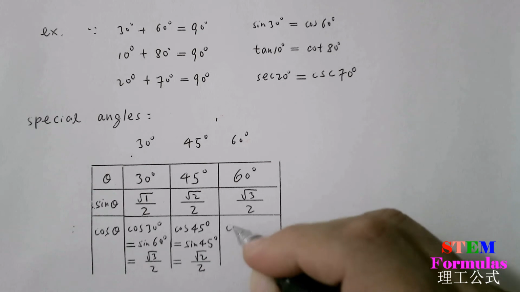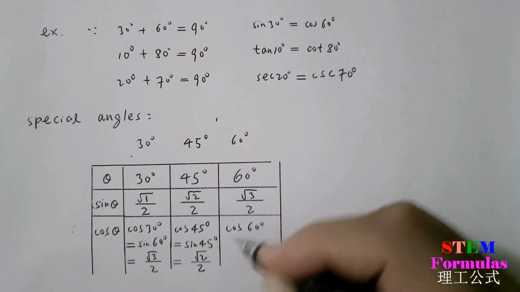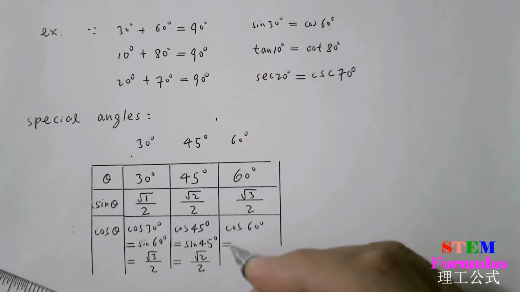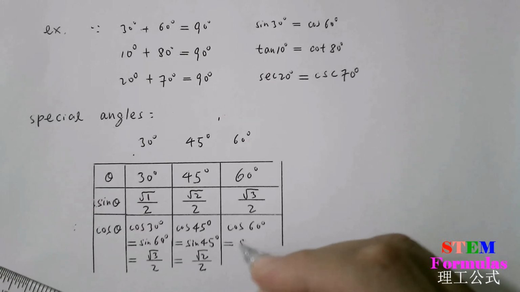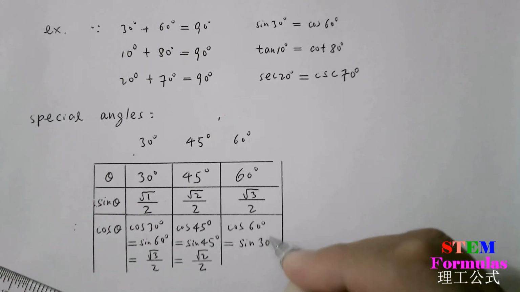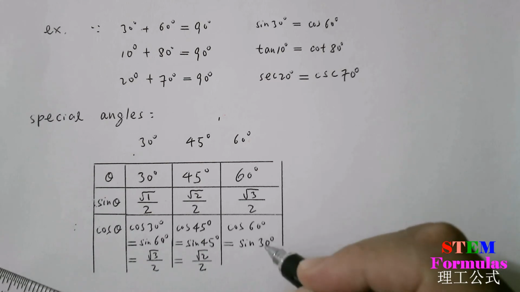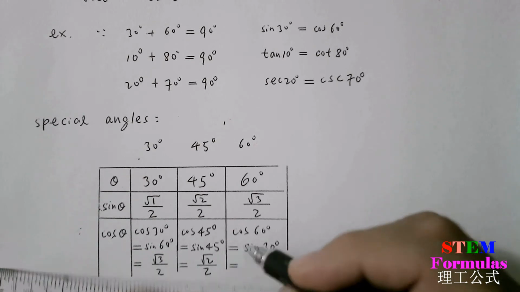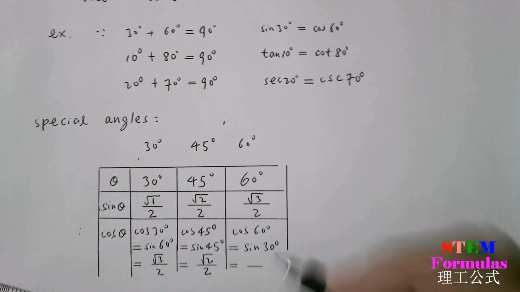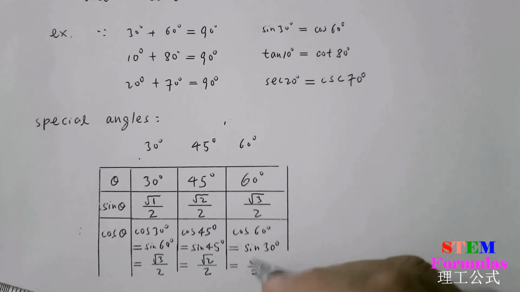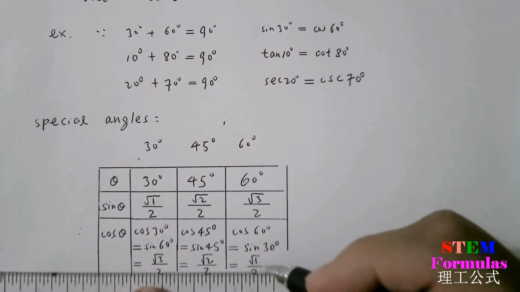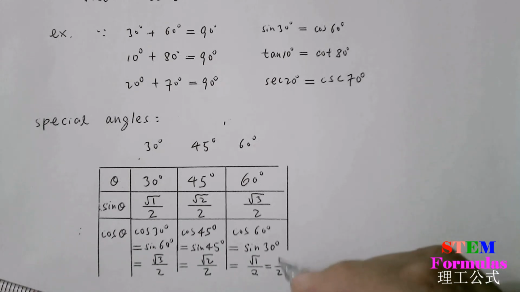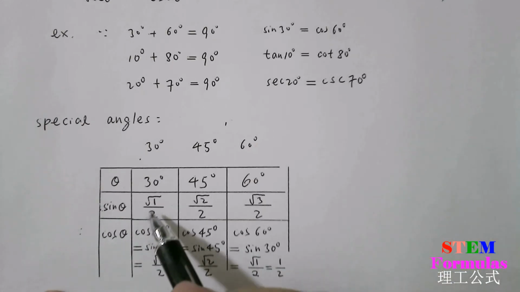Now, cosine 60 degrees equal sine 30 degrees, because 60 degrees plus 30 degrees is 90 degrees. Therefore, equal 1 over 2. So sine 30 degrees here.